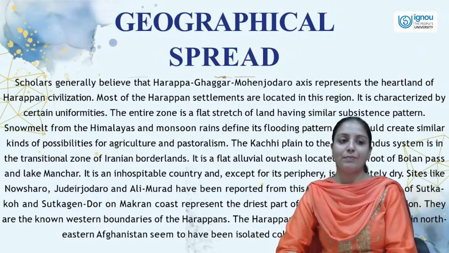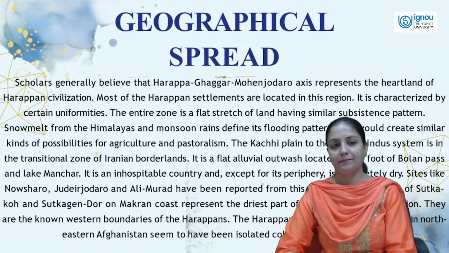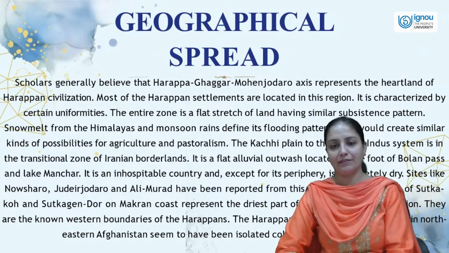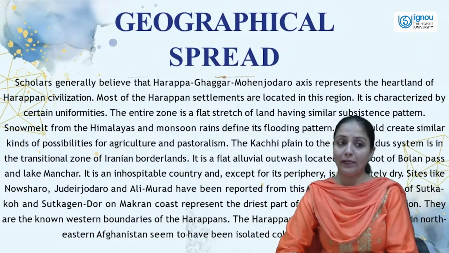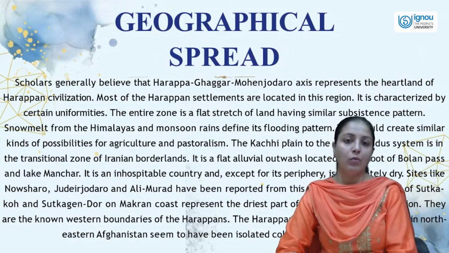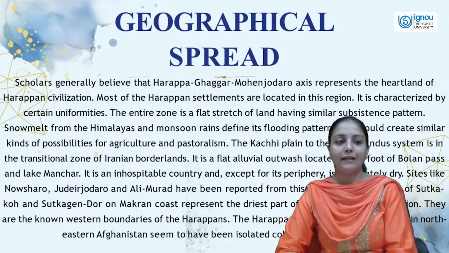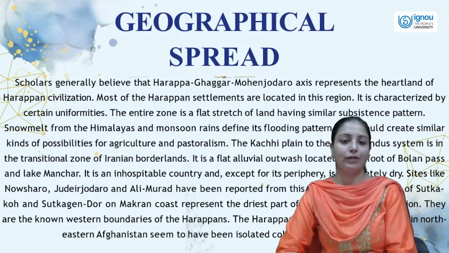It is characterized by certain uniformities. The entire zone is a flat stretch of land having similar subsistence patterns. Snowmelt from the Himalayas and monsoon rains define its flooding pattern, how the floods came into these areas. This would create similar kinds of possibilities for agriculture and pastoralism.